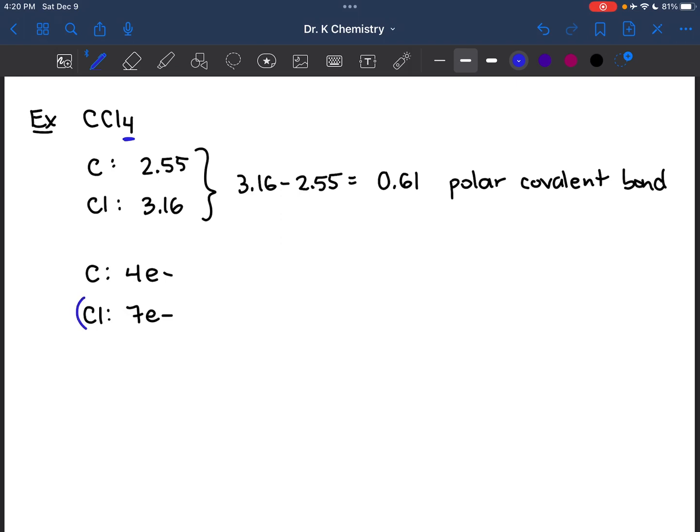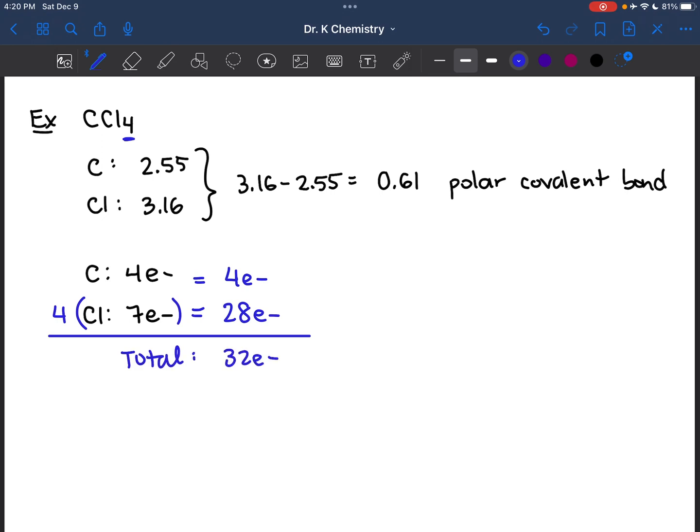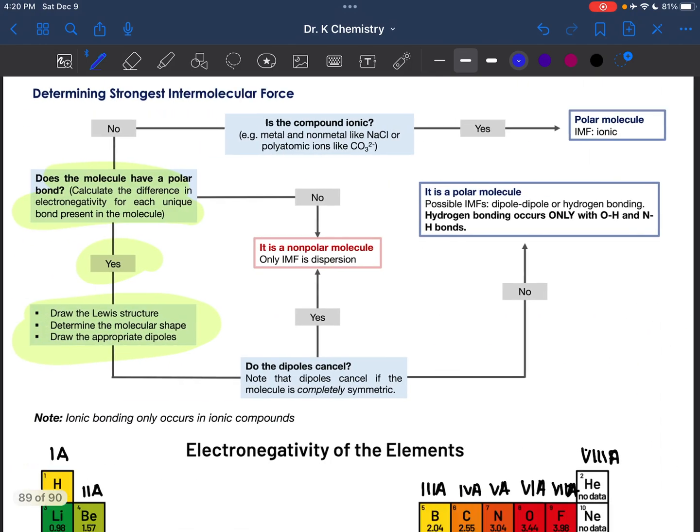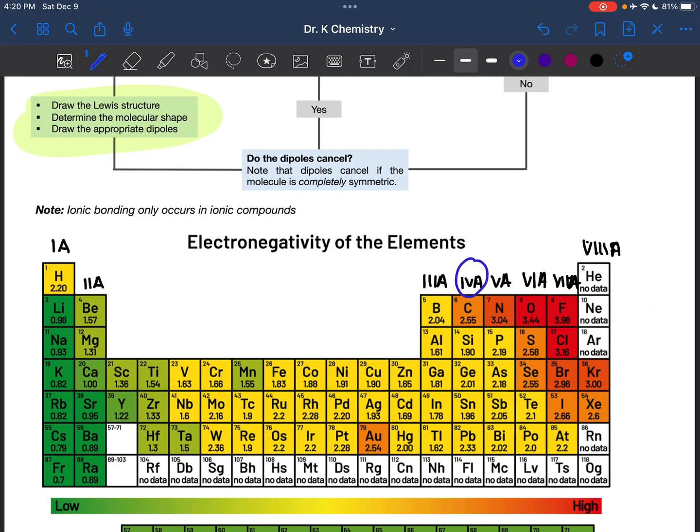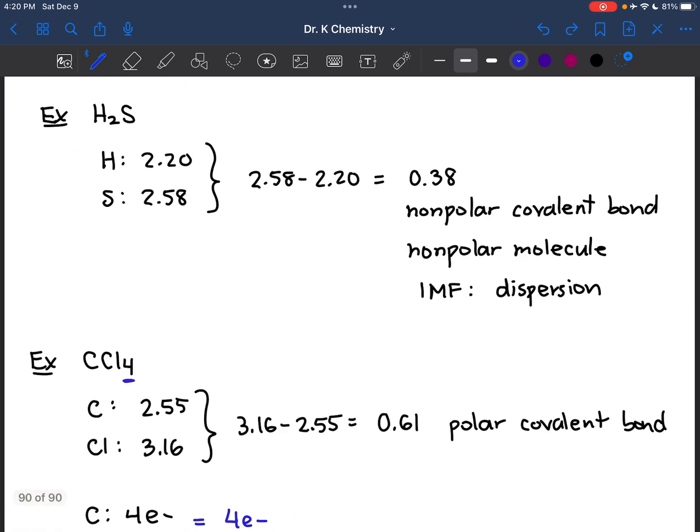Looking at the molecular formula, there are 4 chlorines in the structure, which means we have to account for that when we're putting the molecule together. So I'm going to multiply that by 4 and then add in the electrons that come from carbon. And then I'm going to add all of those together for the total electrons in the molecule. Now, carbon has 4 valence electrons, which means it needs 4 more in order to complete its octet. So carbon needs to make 4 bonds. Chlorine has 7 valence electrons, which means it needs only 1 more to complete its octet. So chlorine wants to make 1 bond.